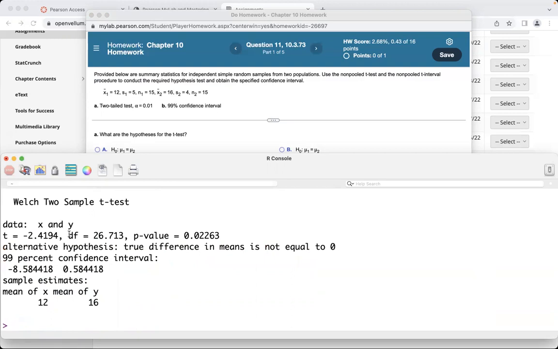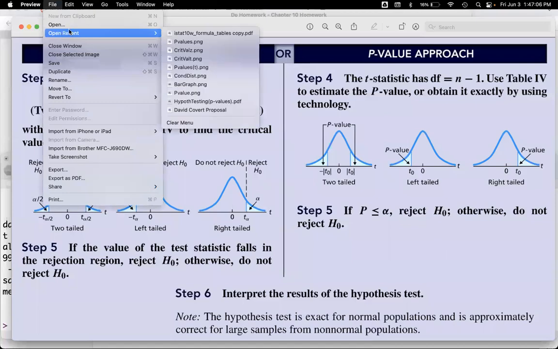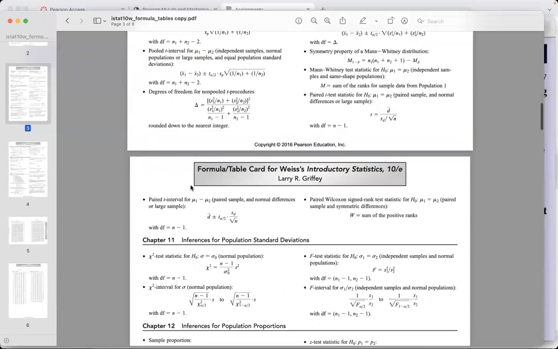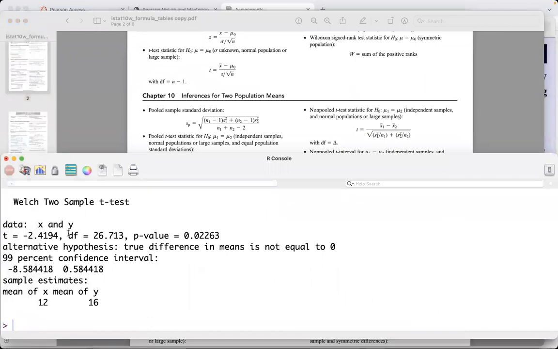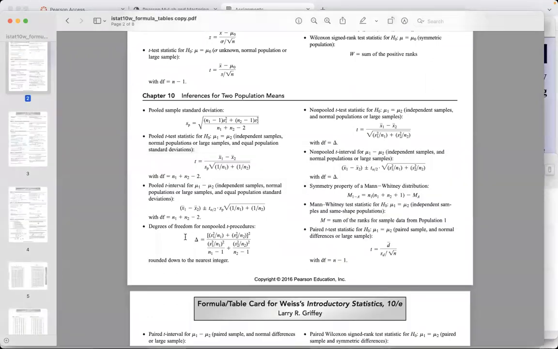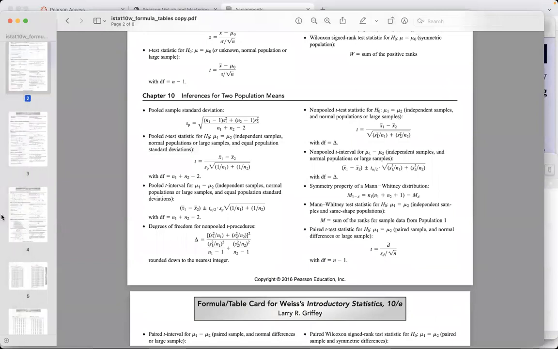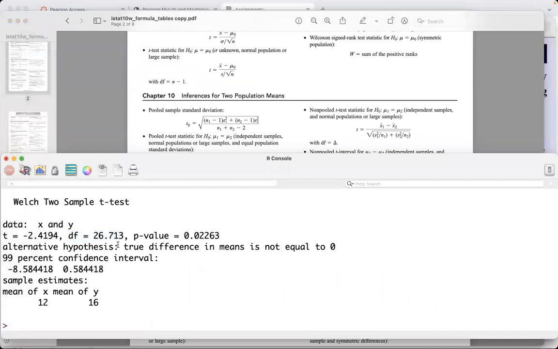So on the formula sheet that I have for chapter 10, there's this crazy formula for the degrees of freedom for non-pooled. This delta figure, this triangle is this delta, that's what we get here. That's this 26.713. Now, again, the book likes to round down to the nearest integer. That's the most conservative choice that you can make. So if we were to do anything with this, we would round down to 26 degrees of freedom.